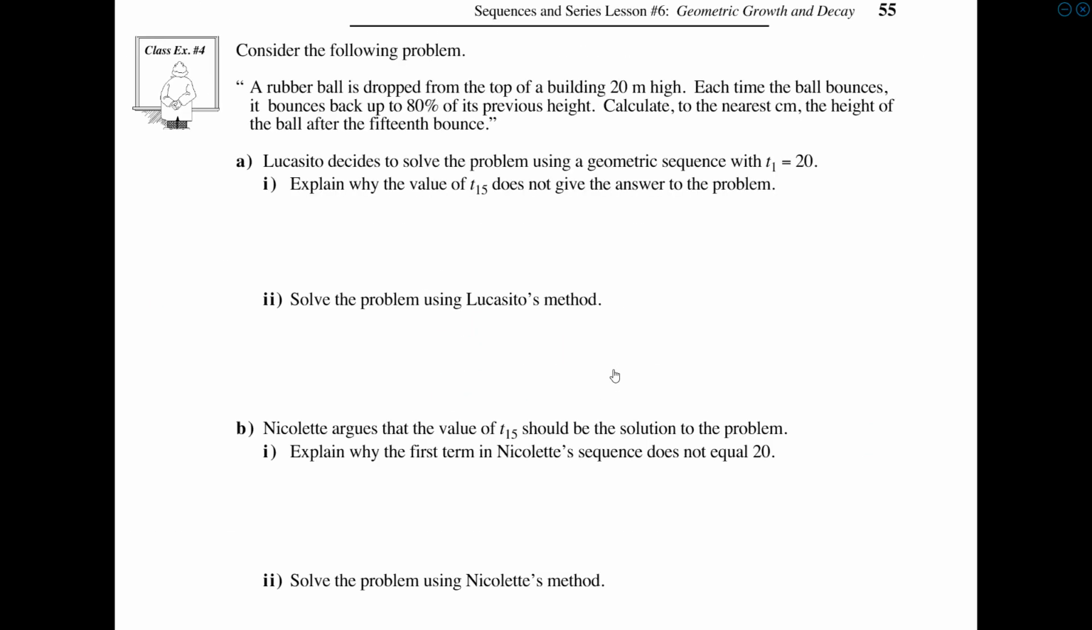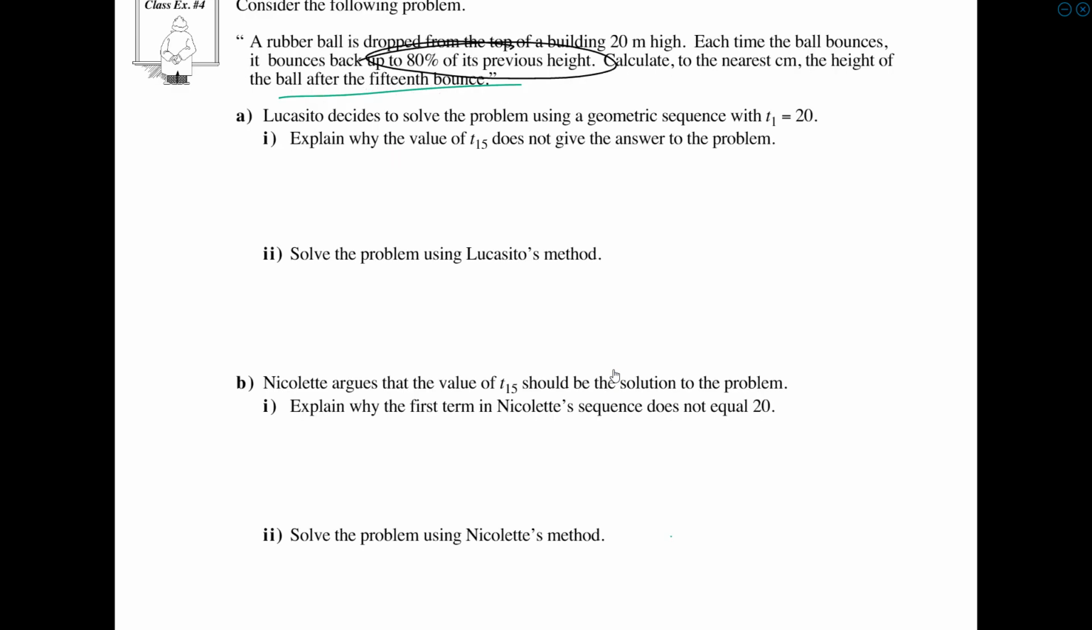Drop from the top of a 20-meter high building. Rubber ball drop, mic drop, same thing. Each time it bounces up to 80% of its previous height. Calculate the height of the ball after its 15th bounce. Now I love this setup. It's a little bit clunky, but I think this helps us a little bit.